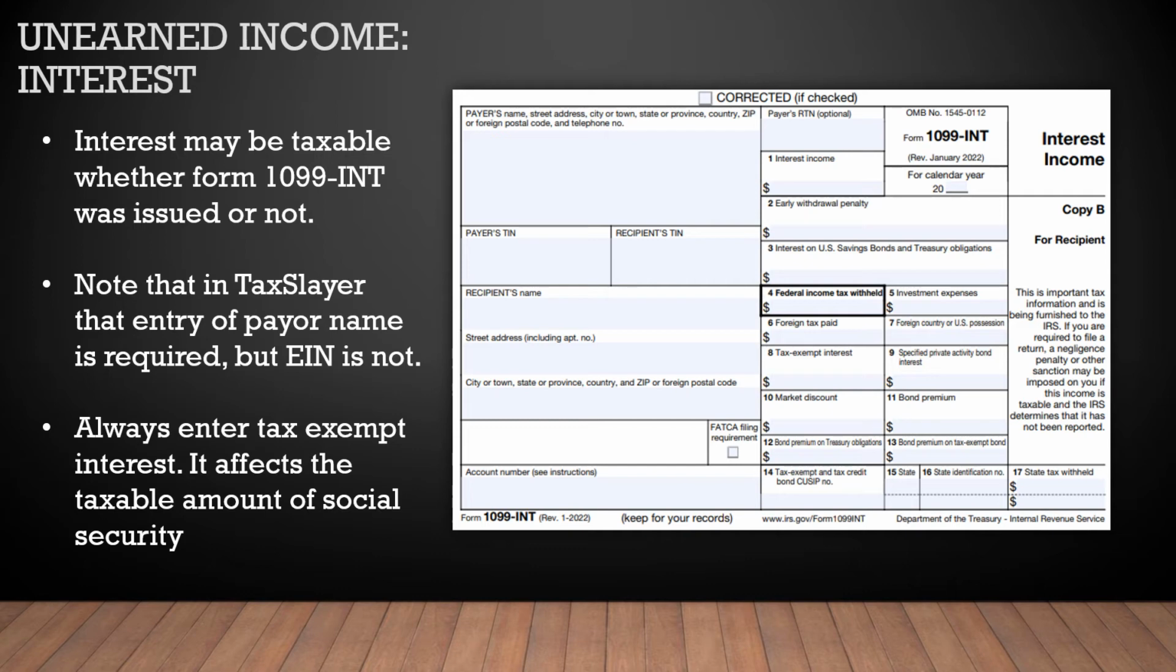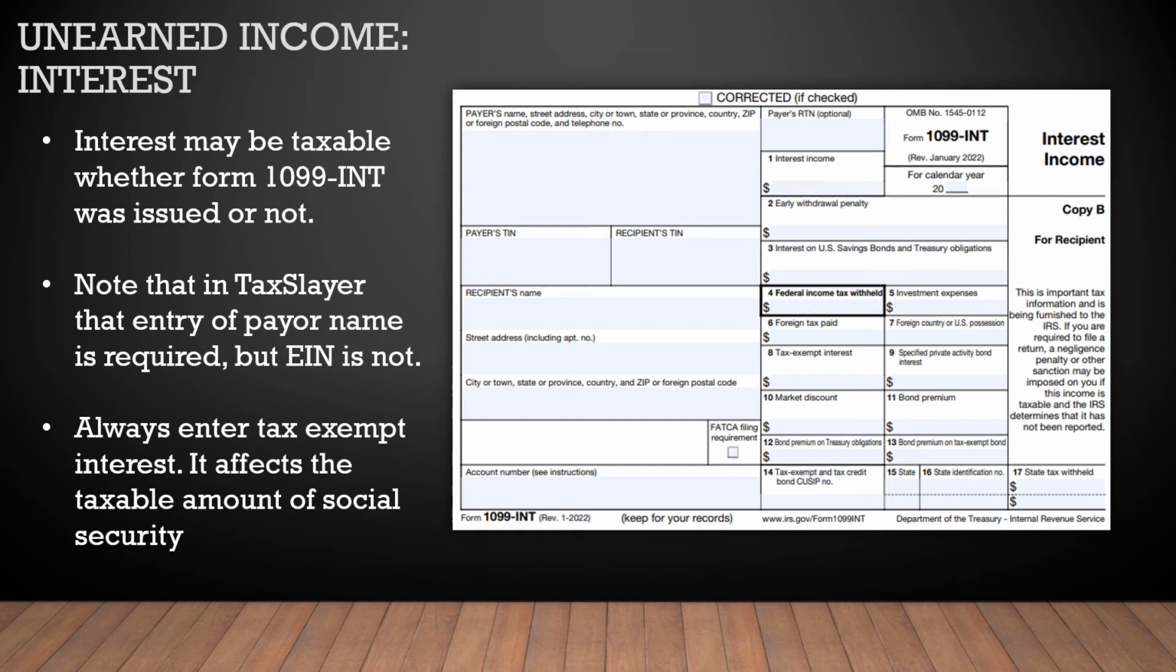It's important to note that in TaxSlayer, the only entry that is required is for the payer name. So if it is a situation where somebody's getting interest income that hasn't been reported on the 1099 interest statement, they wouldn't have the EIN. That doesn't need to be entered. It's not required to be entered. They just need to report the payer name.